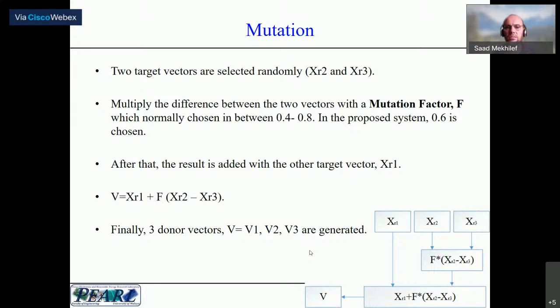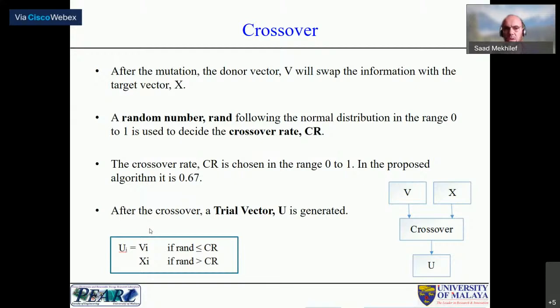Then the mutation: multiply the difference between 2 vectors by the mutation factor, which is F. We normally choose F between 0.4 and 0.8, but in our proposed system, we select 0.6. Then the crossover: a random number following the normal distribution, with a rate between 0 and 1. In this case, we selected 0.67.